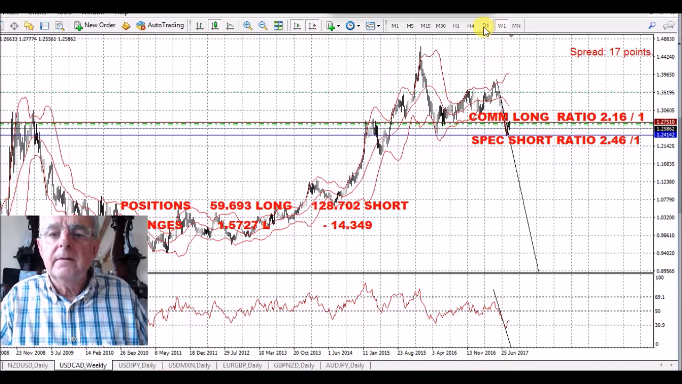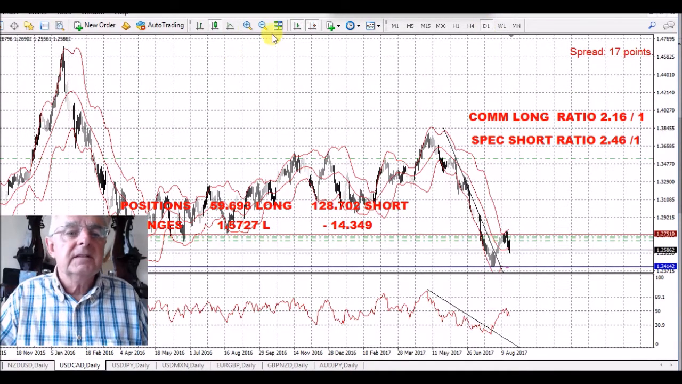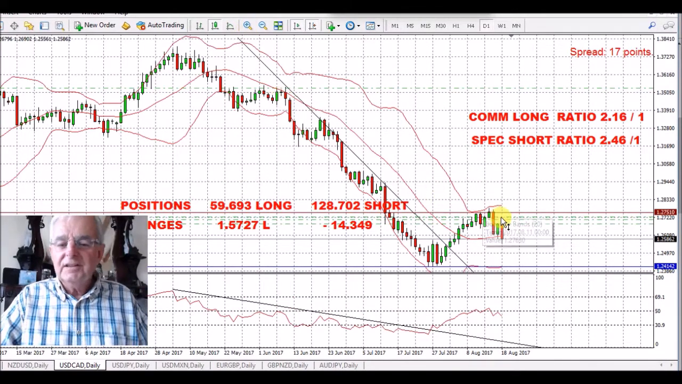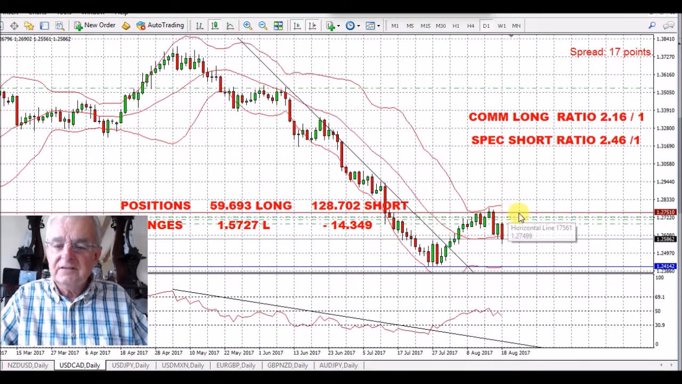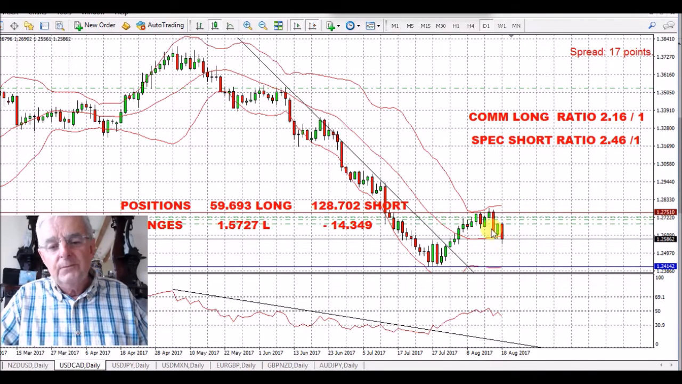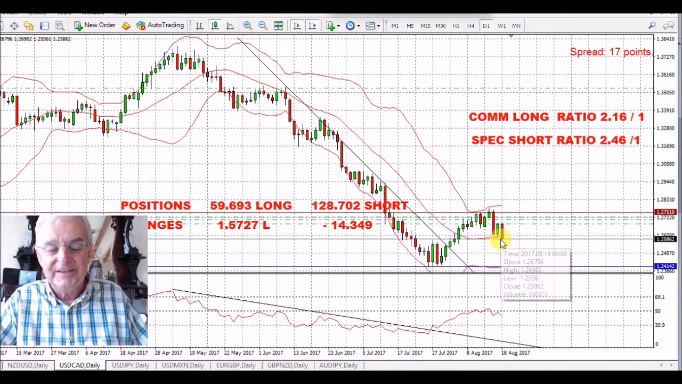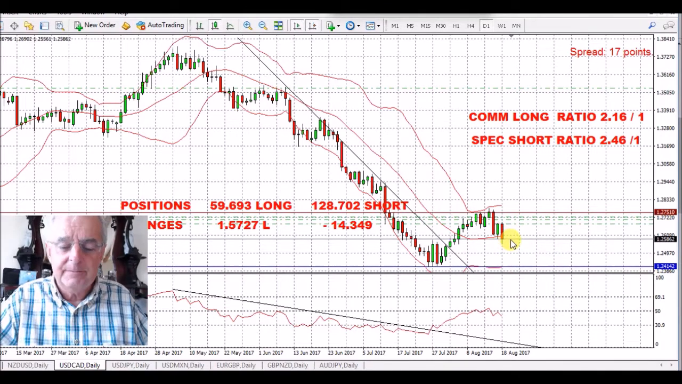So go back down. There we go. So this is quite a powerful resistance line that we've got here. We've bounced off it about 3 or 4 times. We've come down. It's a temporary measure as far as I'm concerned. I see this as a good buying position.